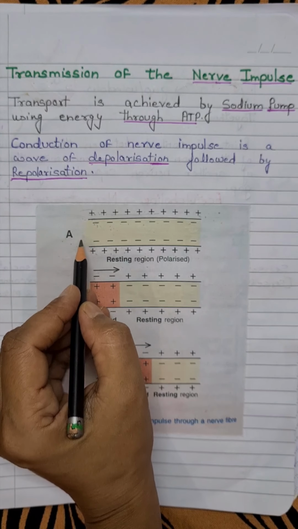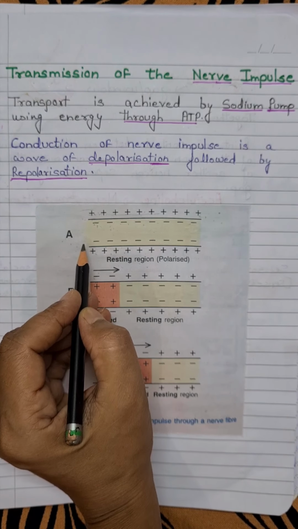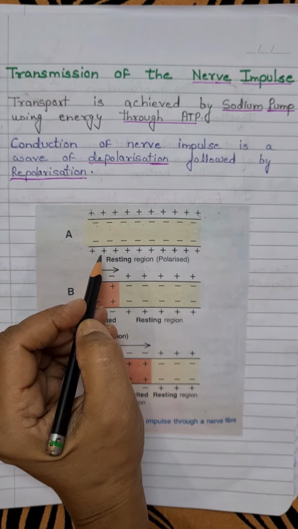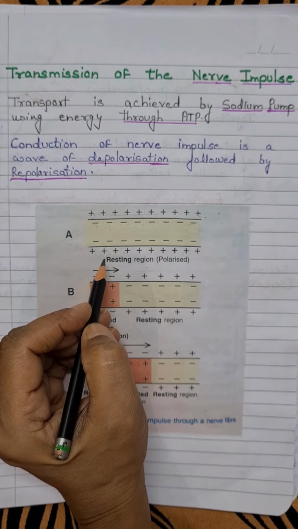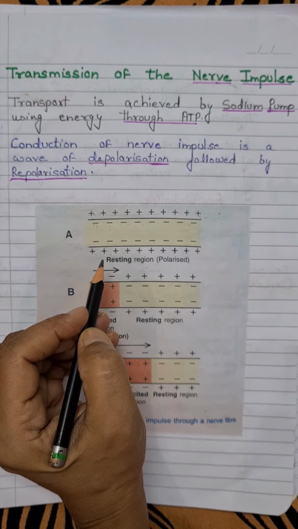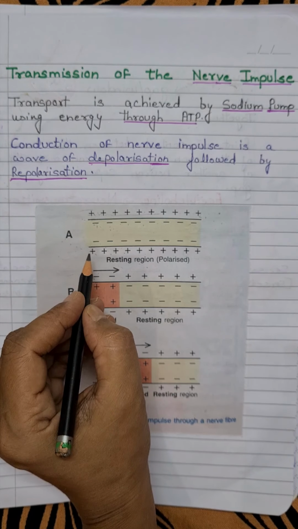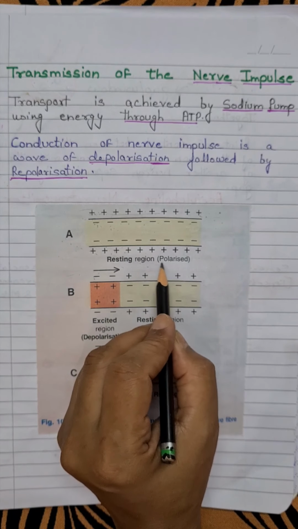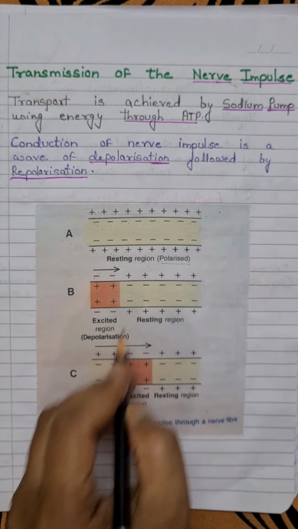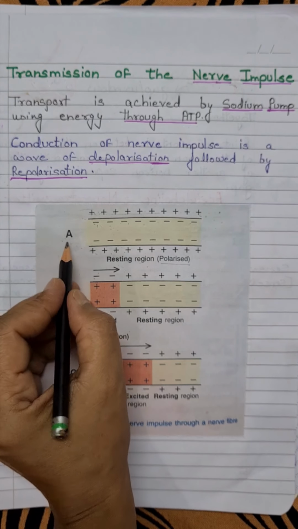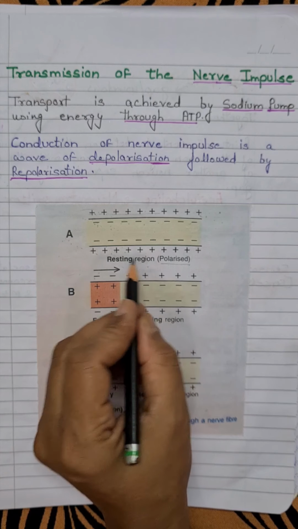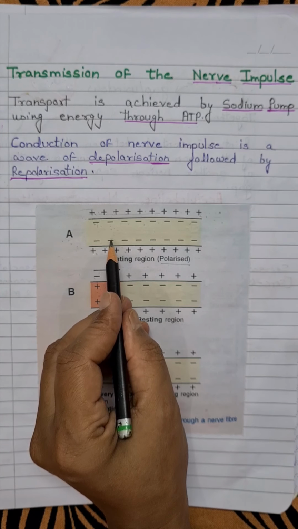Now, the neurons are said to be in resting state when they are not conducting any impulse. So when neurons are not conducting any impulse, they are in resting state, and that state of the nerve cell is called the polarized state. Now look at this diagram. Part A of the diagram represents the resting state of the nerve cell, that is the nerve fiber.